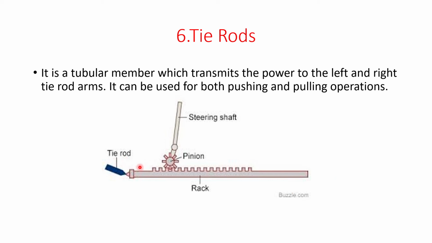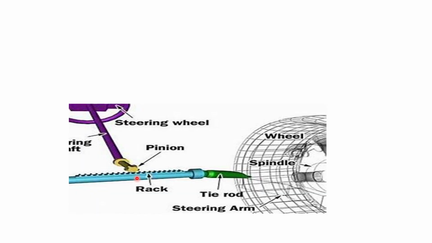It may be flexible in working whenever the vehicle is turned to the left or right position. It will be in flexible motion. This is an example of a tie rod.